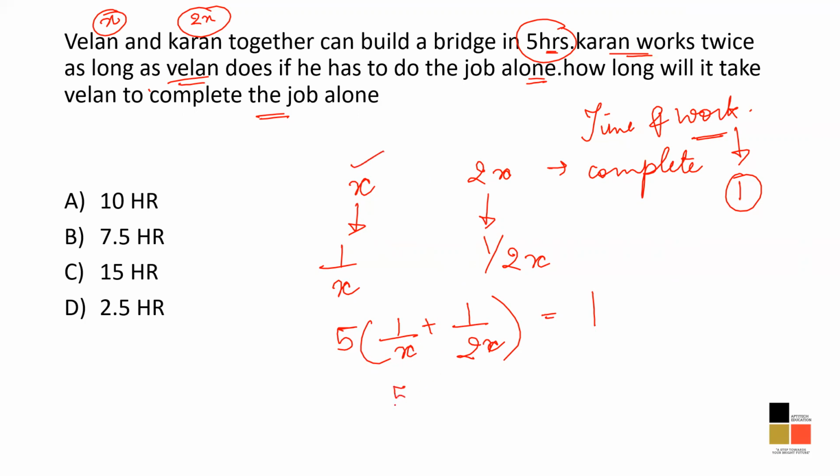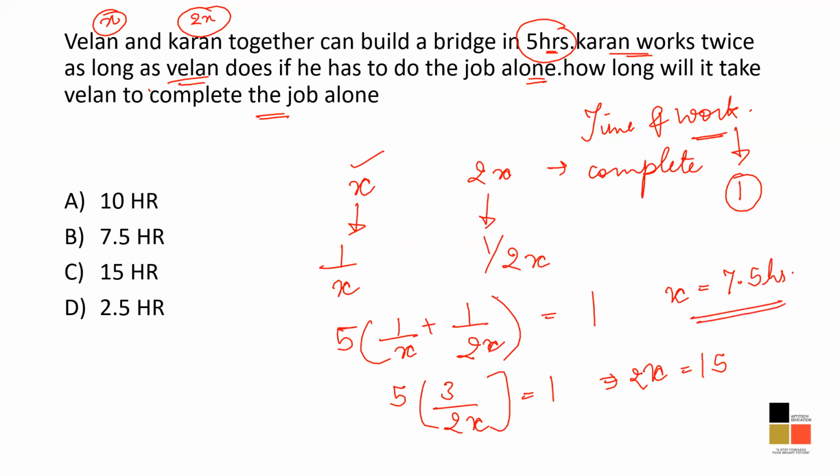Let's solve this fraction. So 5 into, when you do this, 2 plus 1, that's 3 upon 2X, is equal to 1. That is, the value of 2X is equal to 15. X comes out to be 15 by 2, that is 7.5 hours. So the time in which Velan would complete the job if he's doing it alone comes out to be 7.5 hours. My answer is option B.